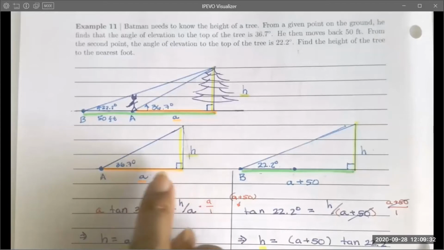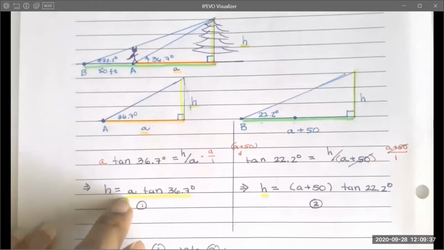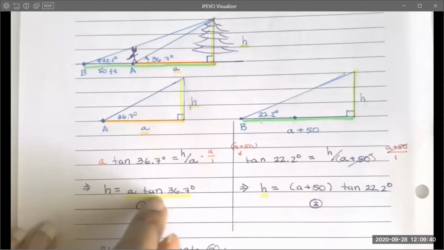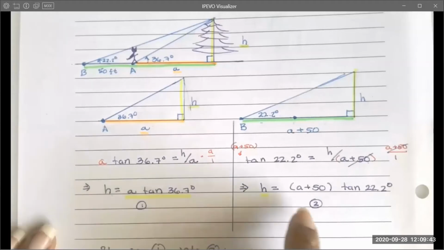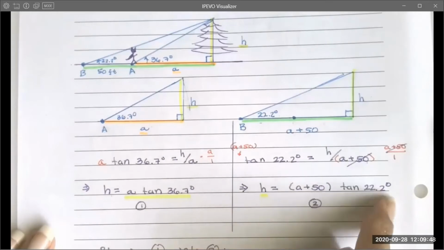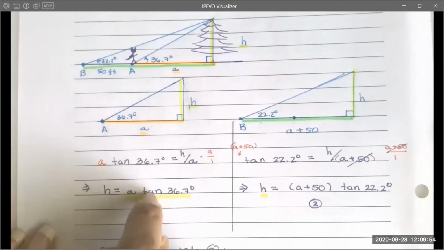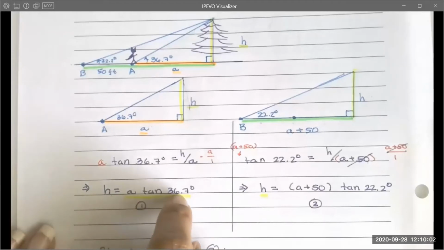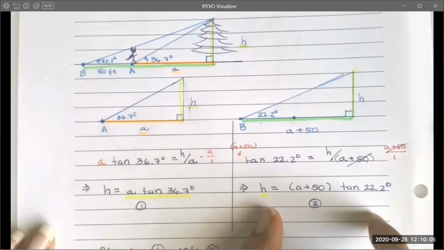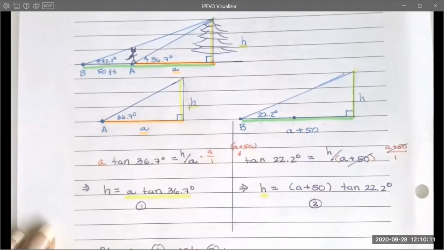So I'm really interested in H, which in this first triangle was given by H equals A times tangent of 36.7. Or if you want to use a second triangle, then H is given by A plus 50 times tangent of 22.2. So I'm going to use this equation because I don't have to deal with the plus 50 part. It's just whatever expression we got for A times this tangent of 36.7. But if you were to use this second triangle, you'll see that we'll get the same answer, but I'm not going to do it. You're welcome to punch it into your calculator if you are interested in verifying it.